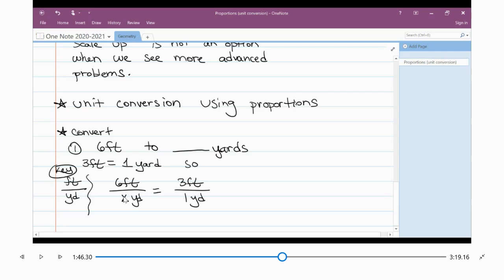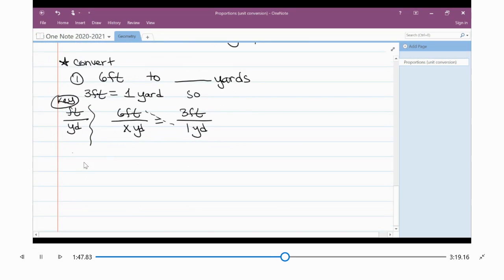6 feet is equivalent to, I don't know how many yards, so we're going to call it X. Now, I put the units in. You don't have to. There's going to be some teachers that don't want you to. I do it just to keep it organized and remind myself where I'm at. But at this point, I'll probably say to ignore the units of measure.